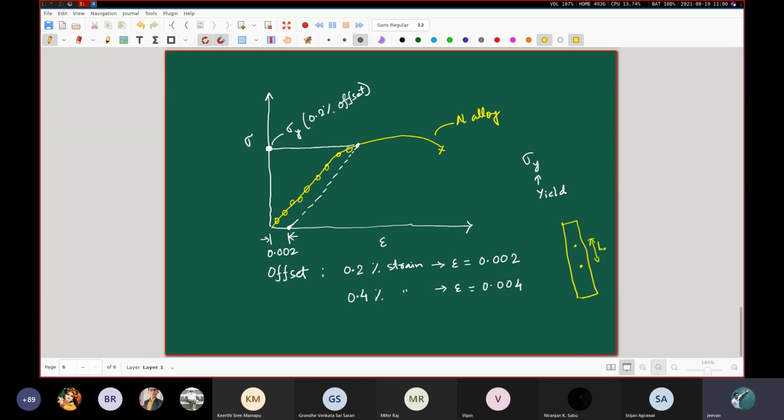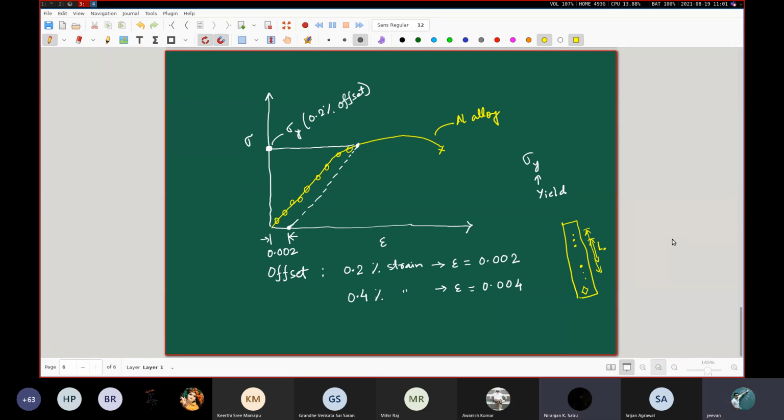That is like your L naught. And as this thing is pulled apart, this point moves here, this point moves here, and then it moves here, and you keep on changing the differences in lengths. Okay, so when you use a strain gauge, you stick the strain gauge at a certain point like this, and at that point you can find out the values of the strains in different directions. You will not be able to find out the changes in the gauge length using a strain gauge.